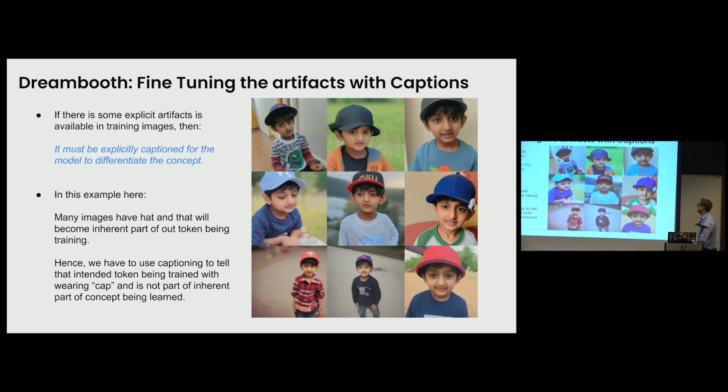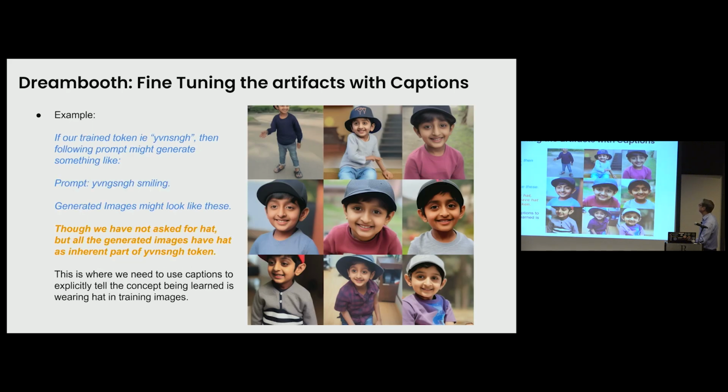Okay, so many images have hats. That will become an inherent part of the token being trained. So you just have to give the explicit labels for that. For example, if I have this unique token, if a train token, whatever, then the following prompt might be this token smiling. Otherwise, when you generate the images, all the images will be smiling and wearing a hat. Though we have not asked for a hat, all generated images have a hat as an inherent part of that particular token.